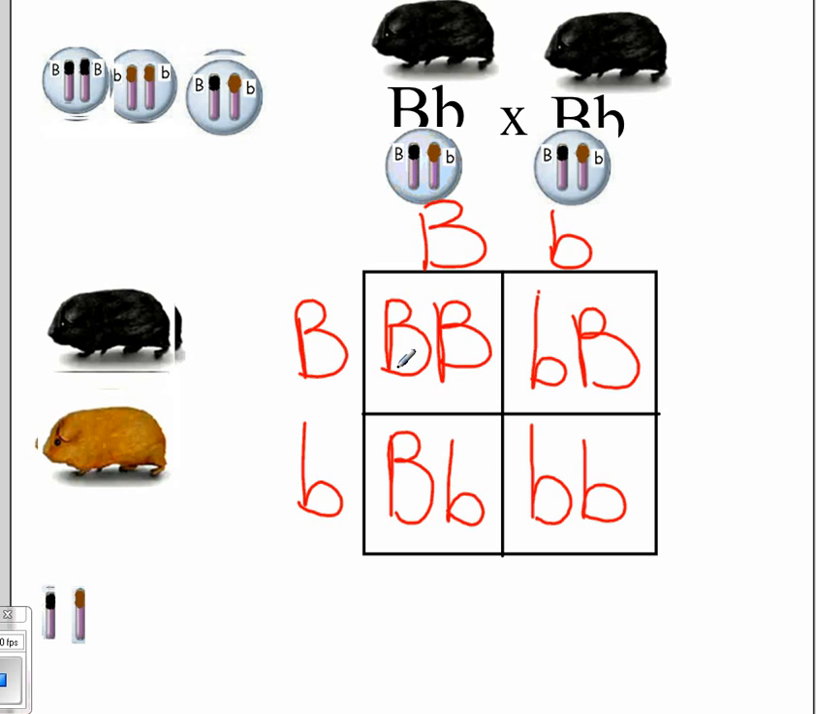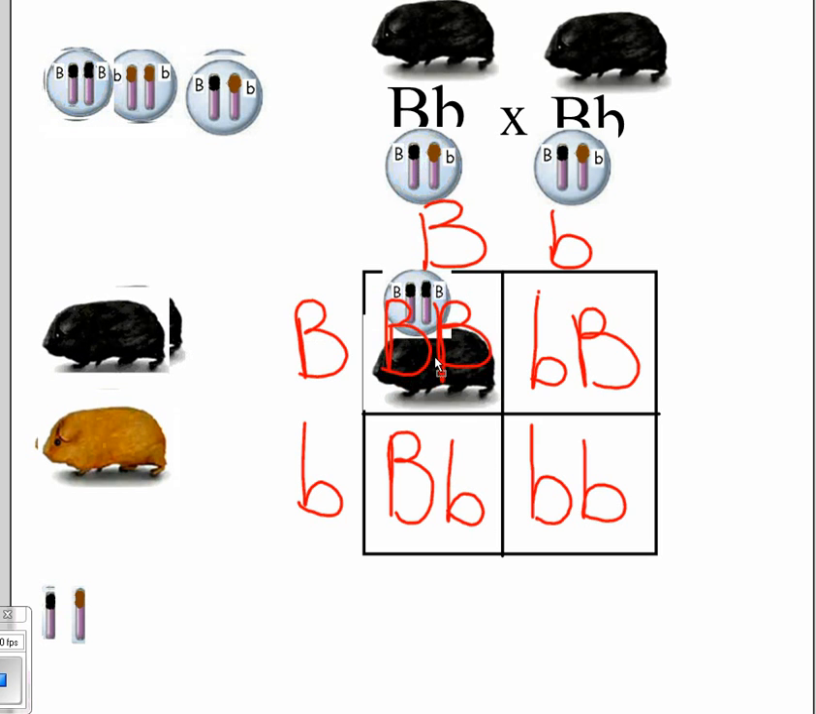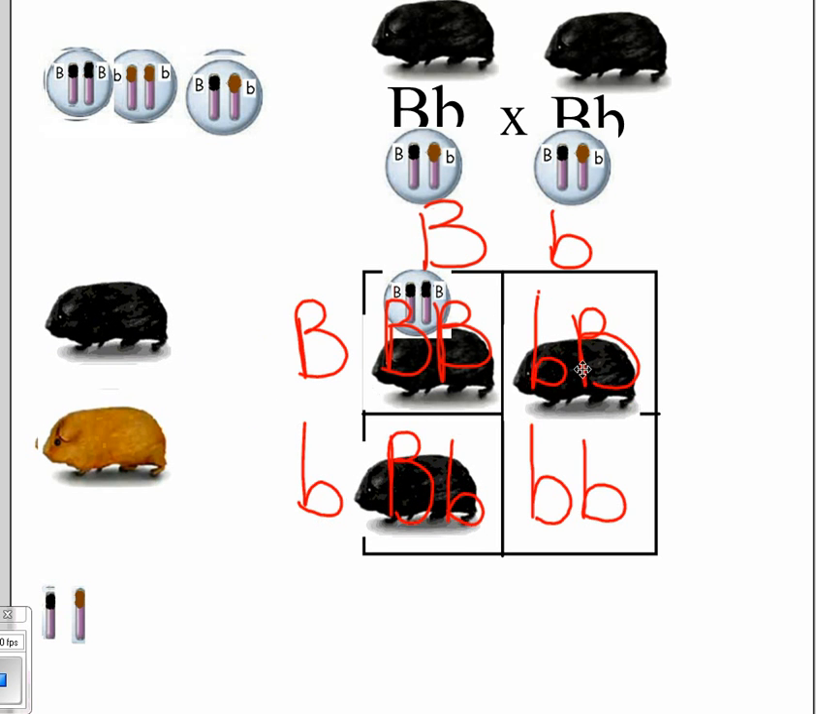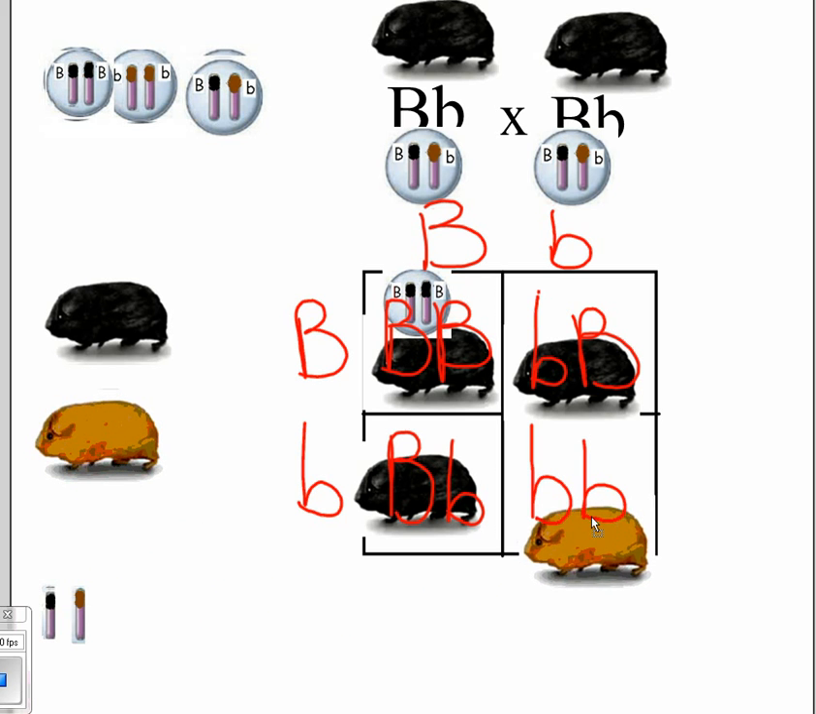Two big B's. So genotype is homozygous dominant. What would we see? We would see black. Big B, little b, heterozygous. What would we see since black is dominant? Little b is the only time we're able to see the brown recessive trait. There are a total of 4 possibilities.